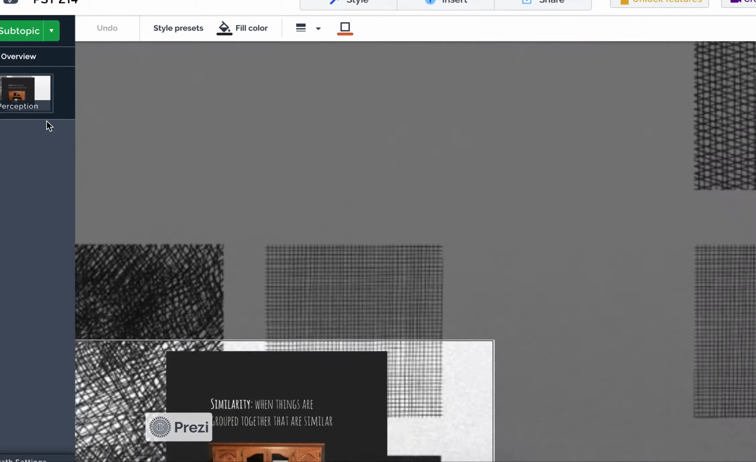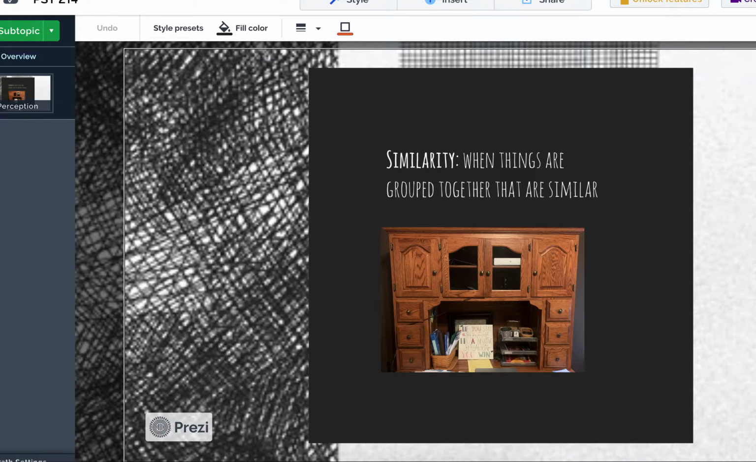All right, so perception. One of the topics that we went over during the perception lecture is when things are grouped together that are similar. So that's similarity. In this picture of the desk in our office in my house, it shows similarity because on either side is a mirror of the other side. Also, on the right and the left side there are 3 drawers, and those 3 drawers are all the same size and they match each other. So this is an example of similarity.